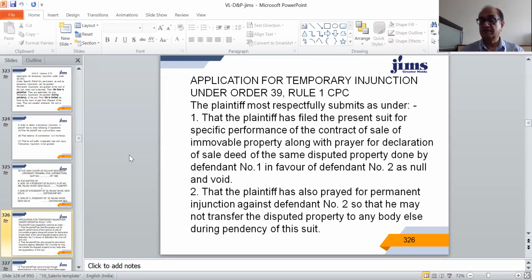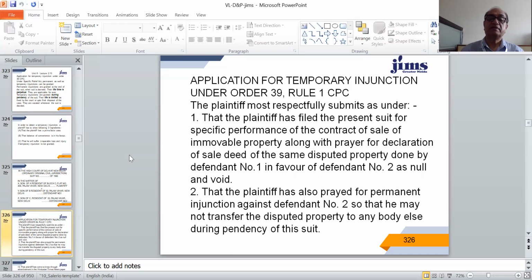So that is the main point for getting temporary injunction, requesting the court to grant temporary injunction against such a person so that he may not transfer the property to anybody else.